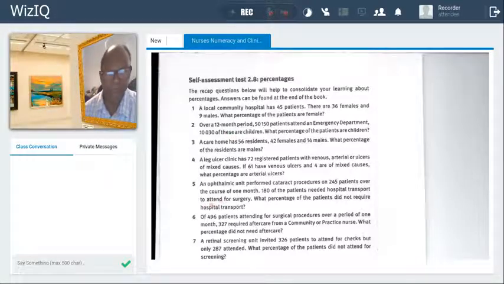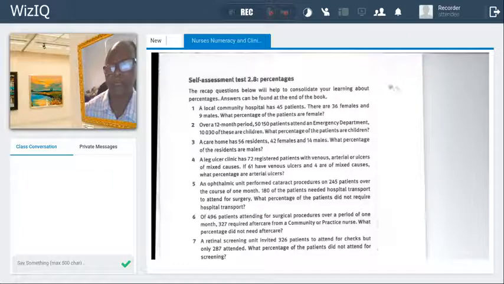Question number 5 says, an ophthalmic unit performed cataract procedures on 245 patients over the course of 1 month. 180 of the patients needed a hospital transport to attend for surgery. What percentage of patients did not require transport? Okay, so not transport, let's put it that way. So no transport.